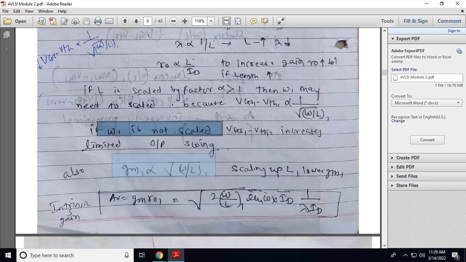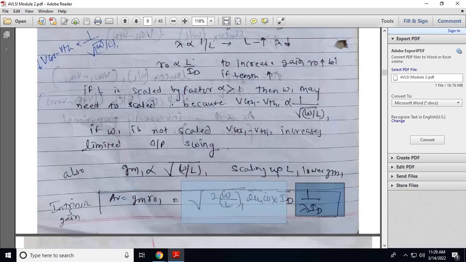Also transconductance is directly proportional to the square root of W by L. Scaling L, when you increase the length, it will decrease the transconductance. So intrinsic gain, that is voltage gain, is equal to Gm into Ro, where Gm is the square root of 2 mu Cox W by L ID, and Ro is 1 upon lambda ID. So this is the Ro, 1 upon lambda ID, and this is the transconductance Gm.